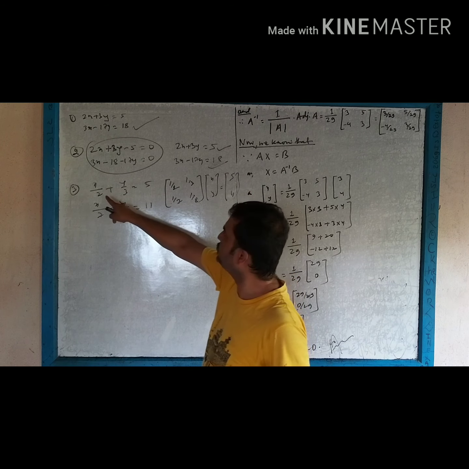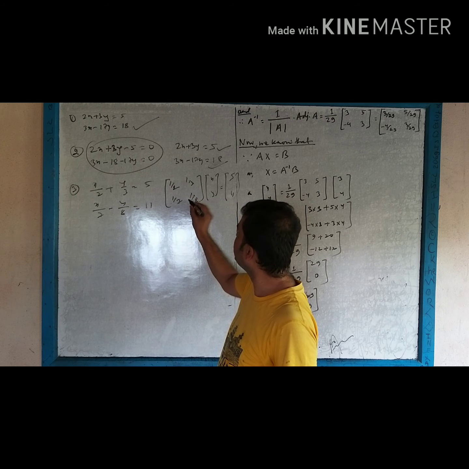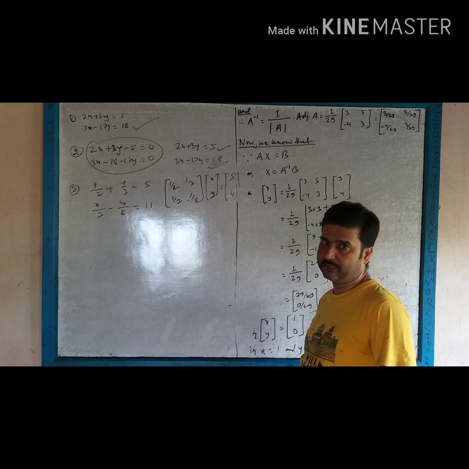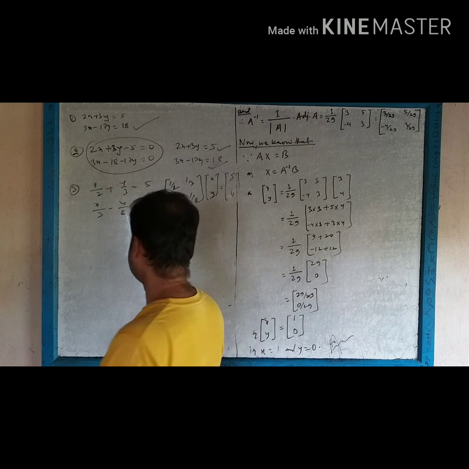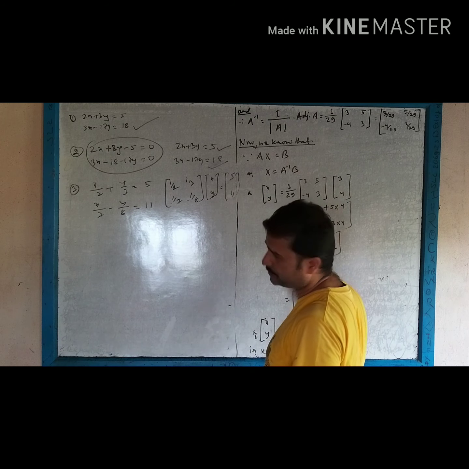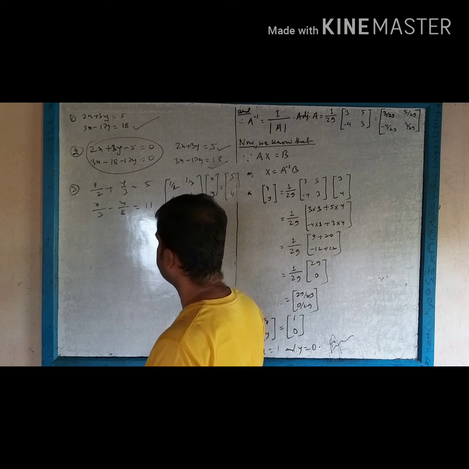So you write the coefficients: 1 by 2, 1 by 3, 1 by 7, and minus 1 by 8, times x and y. In this way we arrange in the matrix form. While expressing this in matrix form, there is no problem. Simply during calculation you may have some difficulty. Otherwise, everything is the same.